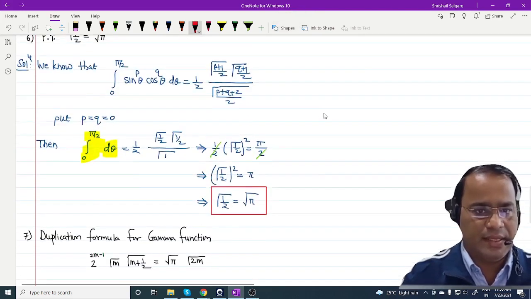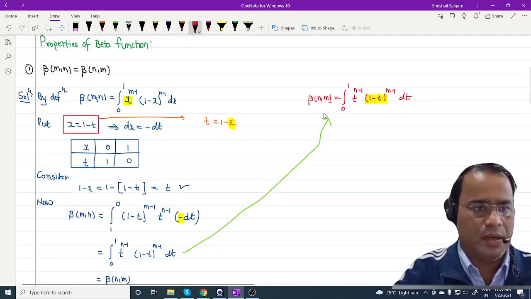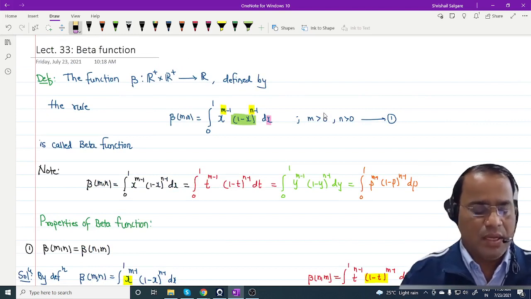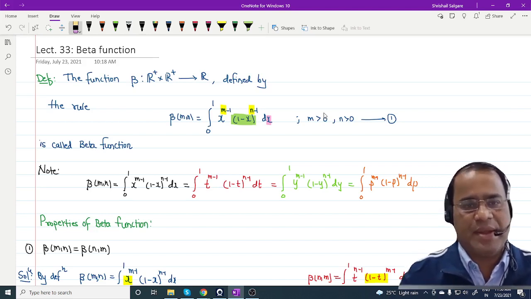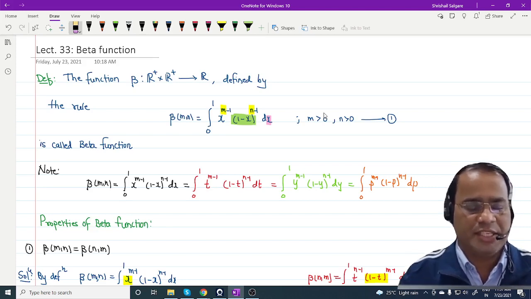Once again I repeat. First, you have to remember the definition of the beta function. Beta mn is given by the integral from 0 to 1 of x raised to m minus 1 into 1 minus x raised to n minus 1. Again, you can use the property of definite integrals, replacing the parameter x by t, t by y, y by p. The first property says that beta mn is equal to beta nm. That means the parameters m and n can be interchanged.